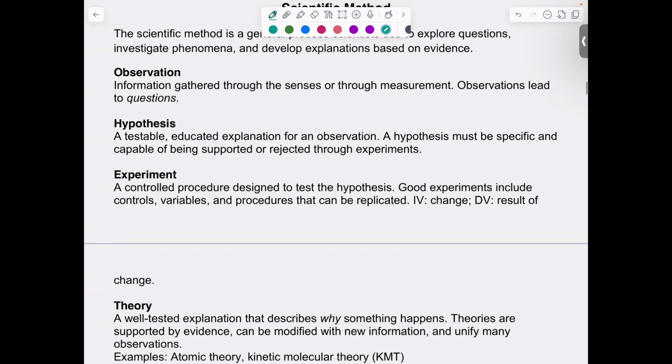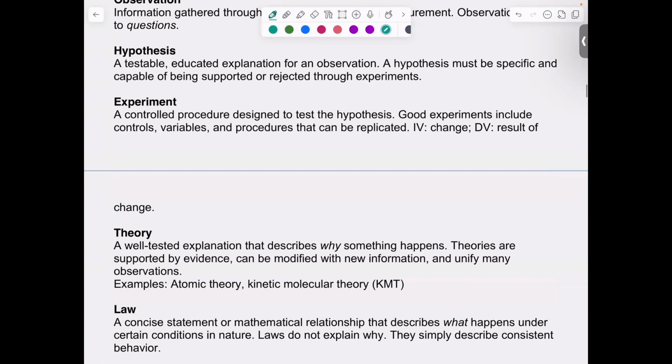Now, theory and law. So we're going to look at these throughout the semester, and I'll give examples of each. A well-tested explanation that describes why something happens, this is what a theory is. Theories are supported by evidence. So they've had experiments run and peer reviews and things like that. They can be modified if something comes up and changes how researchers look at a particular problem or phenomena. Then they will modify that theory.